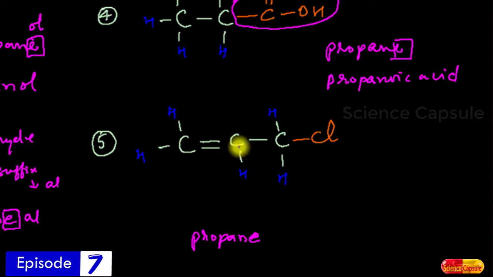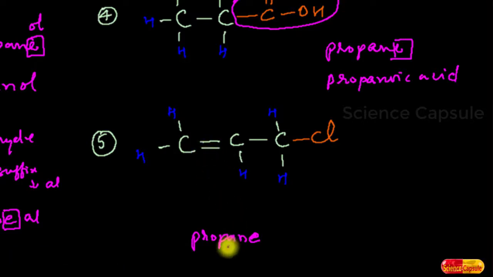So here the carbon-carbon double bond indicates that there exists an unsaturation and the last ANE should be replaced with ENE in case of alkene, that is a double bond. In case of a triple bond, it should be replaced with YNE, which denotes alkyne. From propane, we have to replace ANE with ENE, so the name would be propene, isn't it?